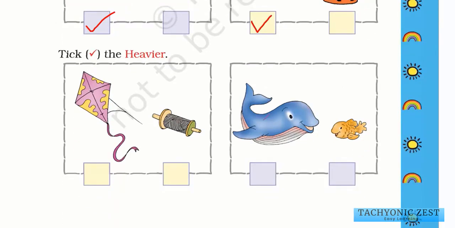Next is tick the heavier object. Now these are a few objects which are given. Out of these two objects, we have to tick the heavier object. So this is a kite, okay, and this is the thread, the wooden object in which we have the thread. So obviously out of these two, this one is the heavier object, so we'll take the heavier object, and this one is the lighter object.